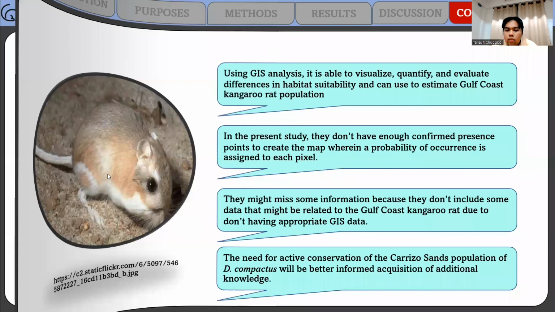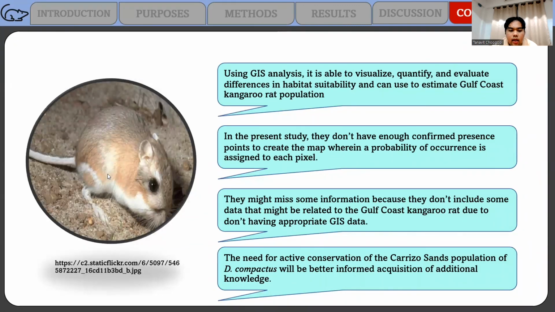The last one I will tell you about is the conclusion. In this seminar, they are using GIS analysis. It is able to visualize, quantify, and evaluate differences in habitat suitability and can be used to estimate population. In the present study, they don't have enough confirmed present points to create a map wherein a probability of occurrence is assigned to each pixel. And they might miss some information because they don't include some data that might be related to the species, due to not having appropriate GIS data.